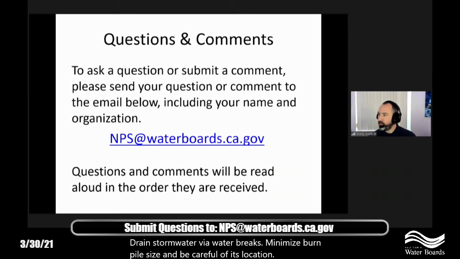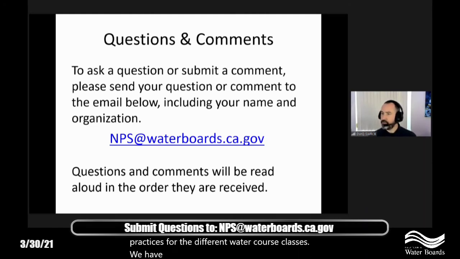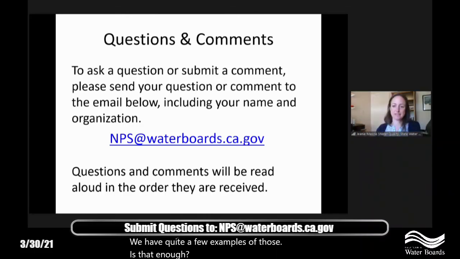Minimize erosion with a bunch of best management practices listed in SPR GEO 7. Some of the ones specific to water, like hydrology, we have avoid construction of new roads, water quality protections for prescribed herbivory, identify and protect water courses and lake protection zones, and it lists best management practices for the different water course classes. We have quite a few examples of those. Is that enough? That's great. Thank you.